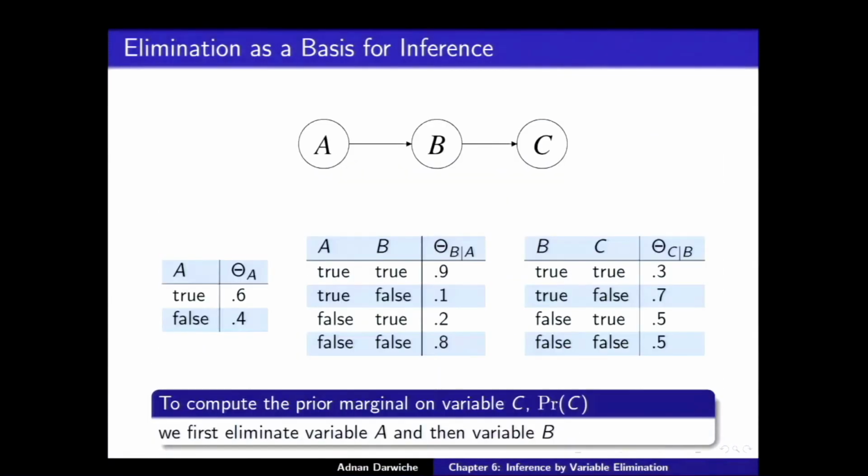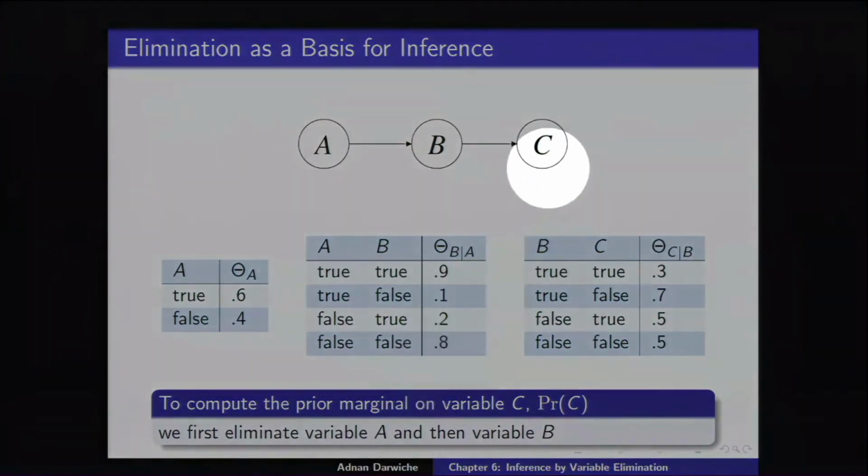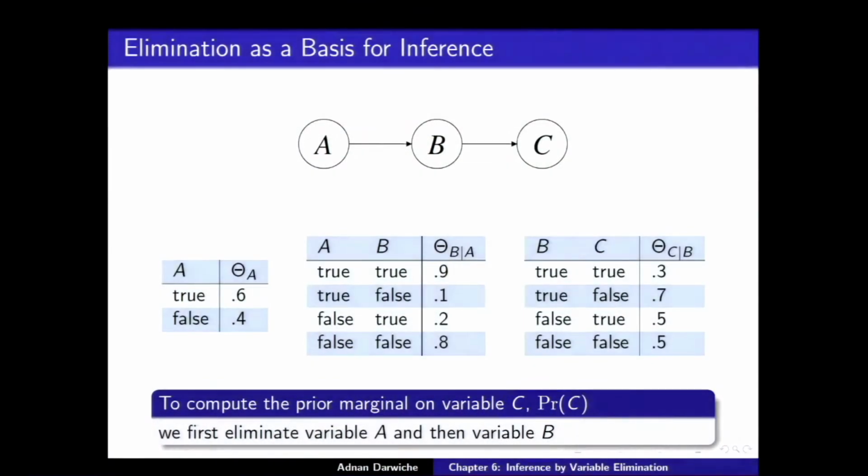Now how we're going to use this to do inference. This is a concrete example. Here I have a simple Bayesian network, A, B, C, chain, and the corresponding CPTs. What do I want to do? I want to compute the marginal over C, right? And how am I going to do this? I'm going to first eliminate A and then eliminate B, correct? Okay, you tell me what's going to happen in this case.